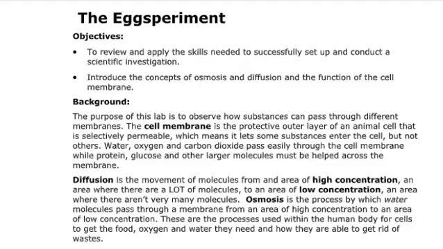I'd like to talk a little bit about the stuff in the background today. I'm going to talk about what's in that first paragraph. It says the purpose of this lab is to observe how substances can pass through different membranes, and then it's comparing different membranes to the cell membrane. It says the cell membrane is the protective outer layer of an animal cell that is selectively permeable, and that means that it lets some substances enter the cell, but not others.